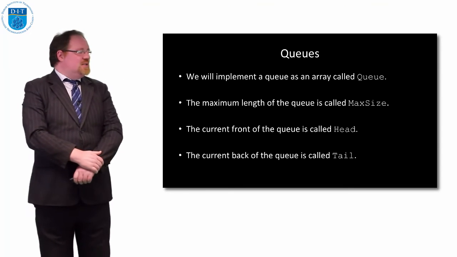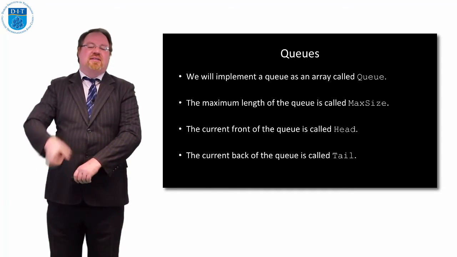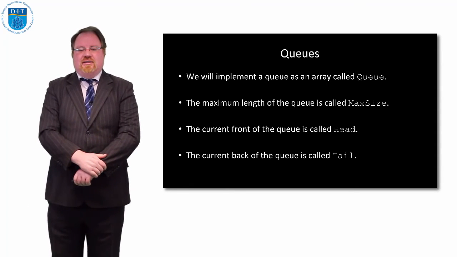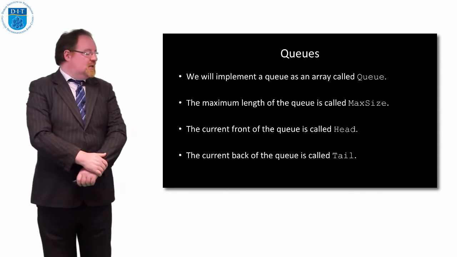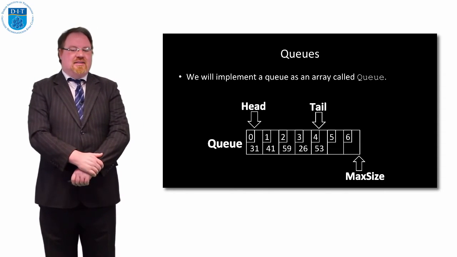To do queues, it's exactly the same as in pseudocode. We declare an array called queue. We have a maximum length called max size. The front of the queue is called head, and the back of the queue is called tail. So that's a conceptual representation of it. Queue, array, head and tail, max size.